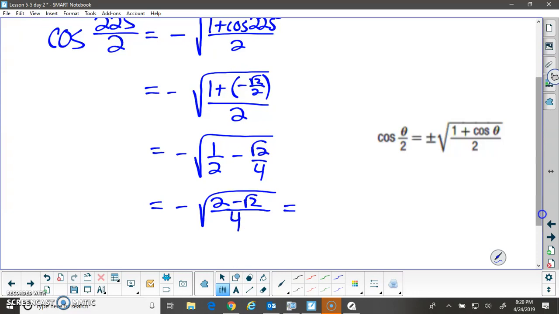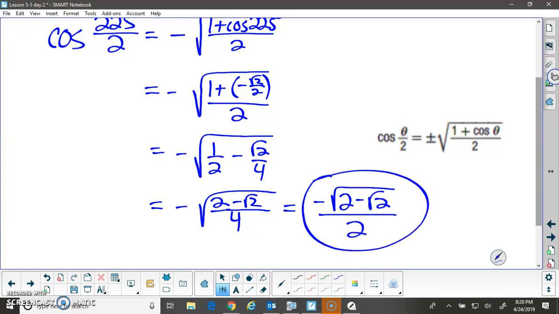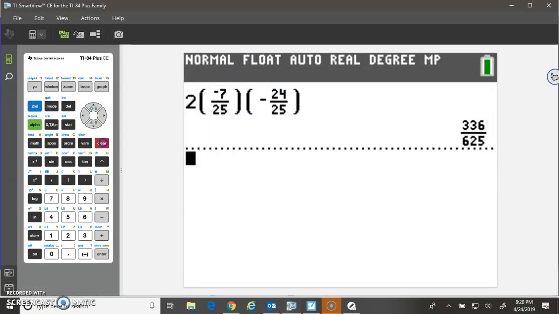And that's a really good answer, except I'm going to actually square root the bottom. And so I get something like this, all divided by 2. This is my exact value. And now what I'm going to do is go to the calculator and check to see what decimal value this is equal to.